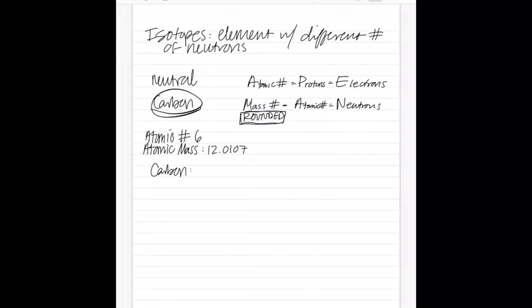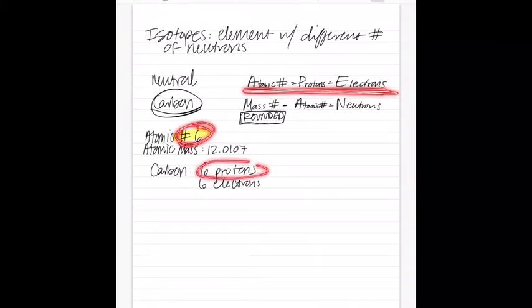So carbon, because of its atomic number, is going to have 6 protons and 6 electrons. We know that because the atomic number is the same as the protons and electrons. The atomic number was 6, that means I have 6 protons, 6 electrons.